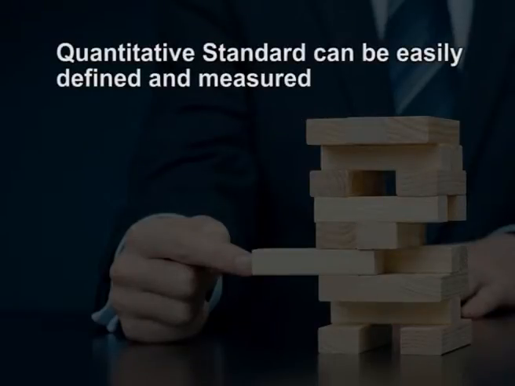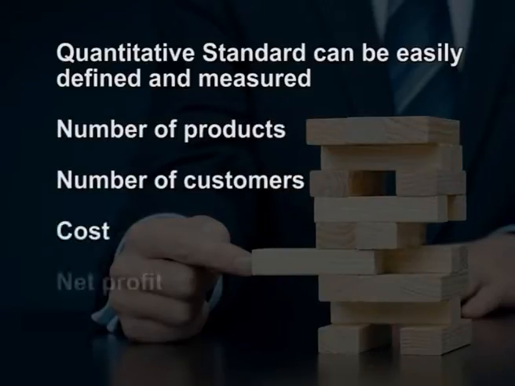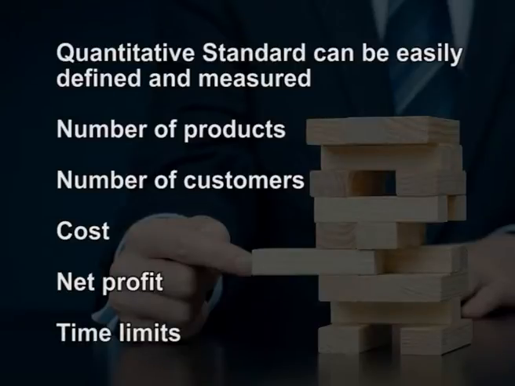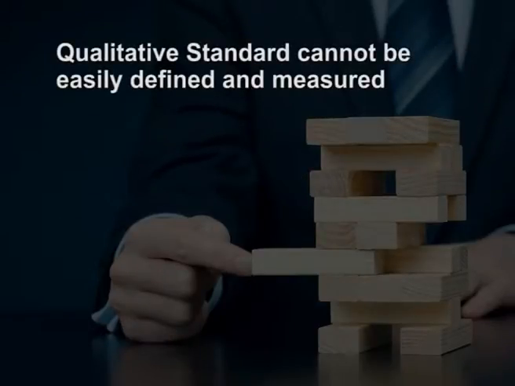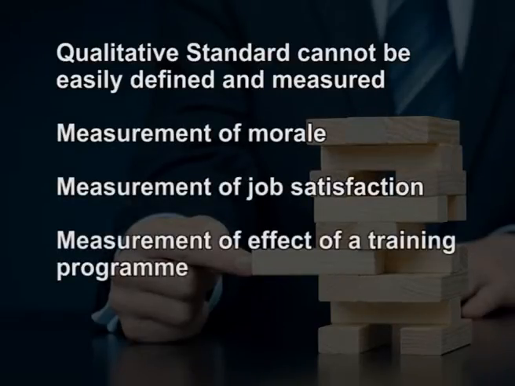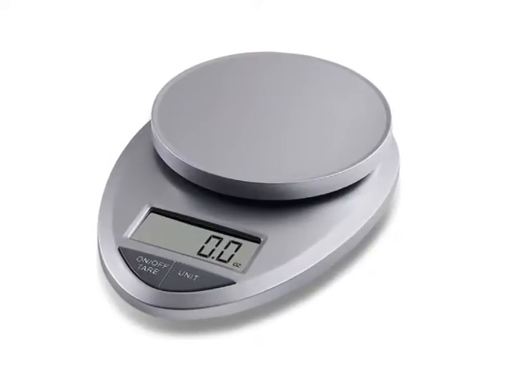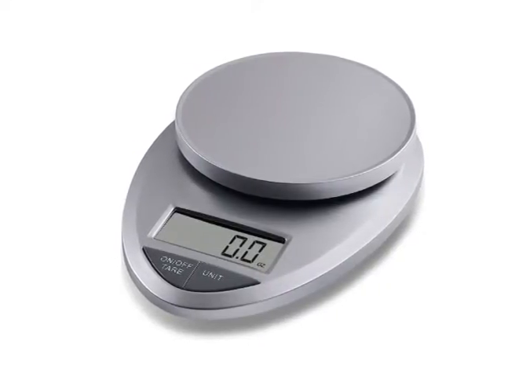Quantitative standards can be easily defined and measured. For example, number of products, number of customers, cost, net profit, time limits, etc. Qualitative standards cannot easily be defined and measured. For example, measurement of morale, measurement of job satisfaction, measurement of effect of a training program, advertisement program, etc. It is better to have quantitative standards because they are measurable. However, today there are many new techniques for measuring qualitative standards.